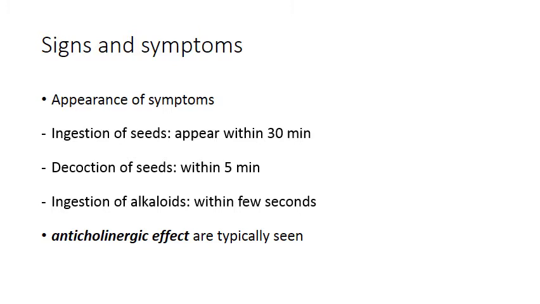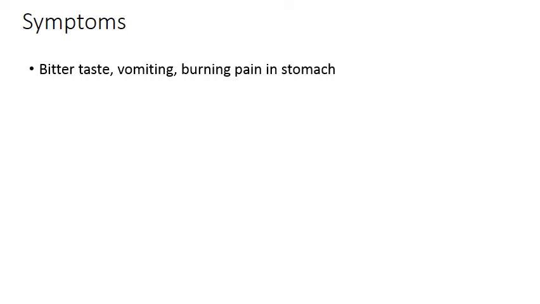Always remember that Datura produces anticholinergic effects in the body, that is action opposite to the action of acetylcholine. So now what are the symptoms? One by one we'll study. The person has a bitter taste in the mouth. He also has the symptom of vomiting, and burning pain in the stomach. The face, when looked at, appears flushed and the conjunctiva appears very much congested.